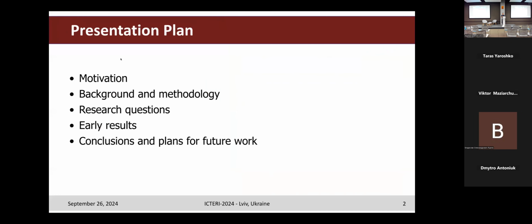So, the plan for our presentation is as such. I will start by explaining what motivated us to do this research. Then I will continue by showcasing the background knowledge and methodology that we used in this research project, as well as the proposed refinements for the methodology. After this, I will present the research questions which were put forward for the research study. And then I will explain how we set up the series of initial experiments and report on the early results we obtained. And I will conclude by presenting the conclusions and outlining the brief plan for our future work.